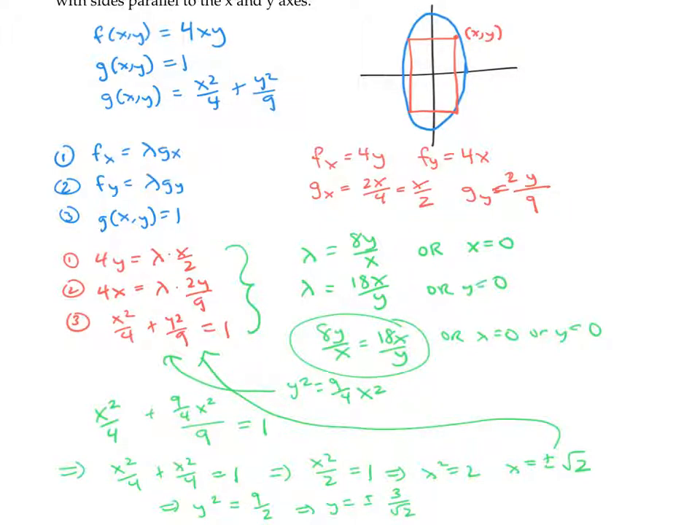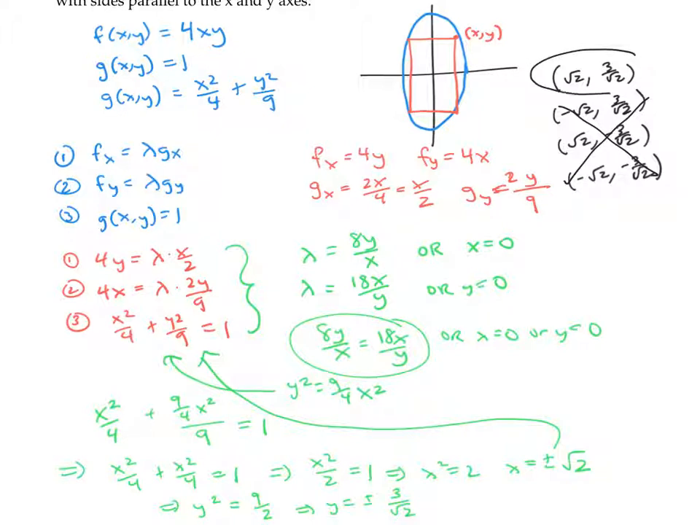This gives us 4 possible candidate points where the gradient of f and the gradient of g are parallel on the constraint curve. And those candidate points are square root of 2, 3 over square root of 2; minus square root of 2, 3 over square root of 2; square root of 2, minus 3 over square root of 2; and minus square root of 2, minus 3 over square root of 2. Since our original problem had to do with a rectangle whose upper right corner was in the first quadrant, the candidate points with negative x or y coordinates don't make sense. So that remains our candidate point for the maximum value.